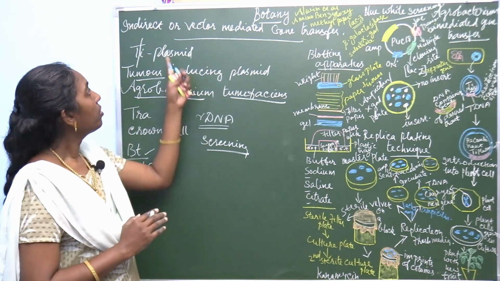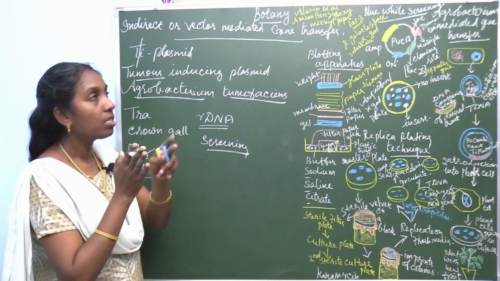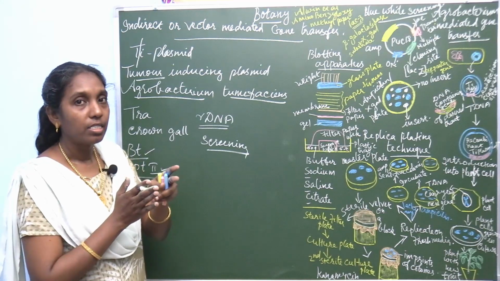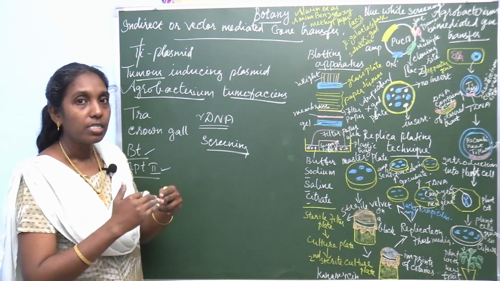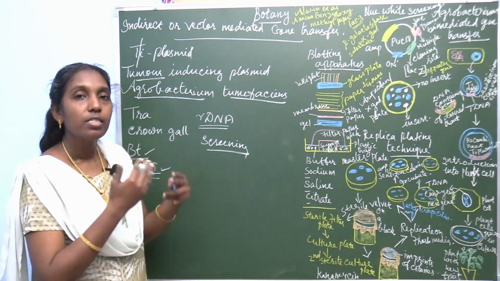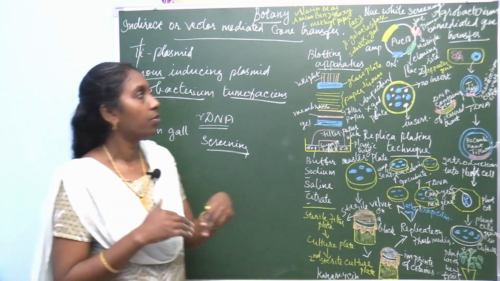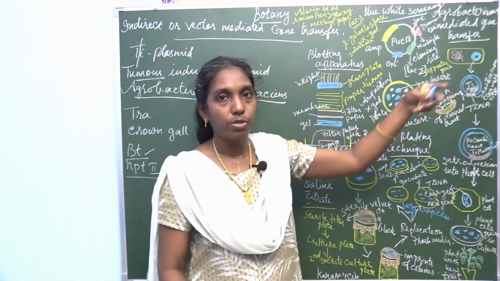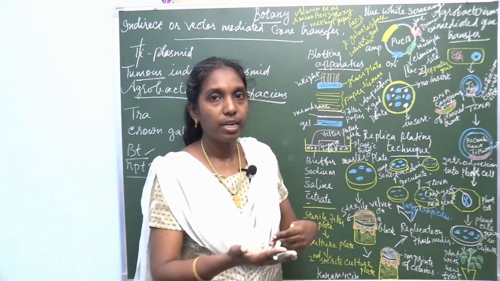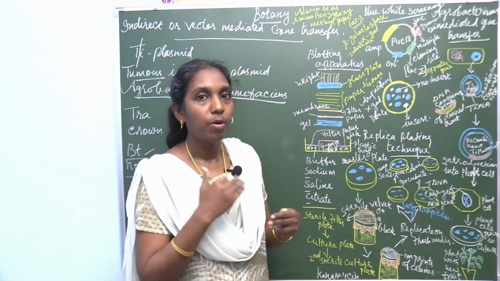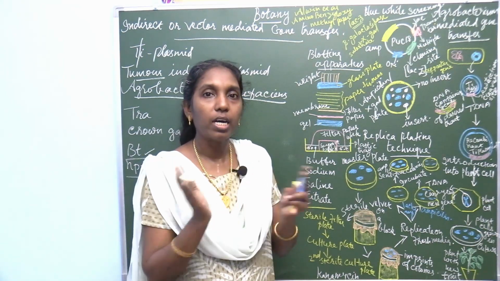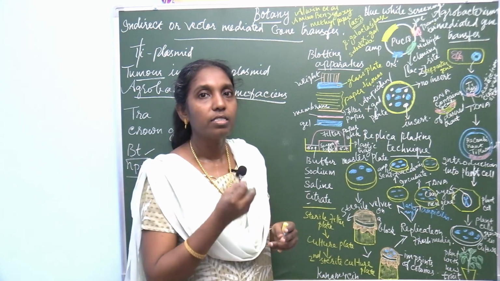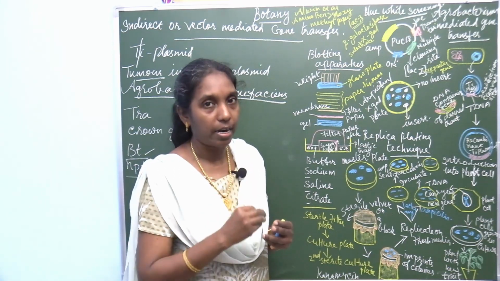So here is one example you studied, vector mediated gene transfer. In plants, to transfer the gene, the Ti plasmid is very useful. Look at this diagram. Here Agrobacterium tumefaciens is used for transferring the gene in the form of the Ti plasmid. Here the T part of the gene is able to carry the desirable gene.